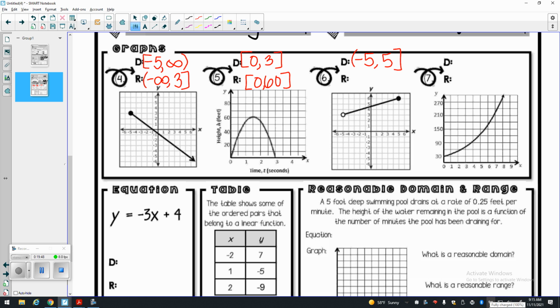Domain. We get it? Yeah? Range. Did we get it? Yeah? Try 7. Ready? Yeah? All right. Could be a negative.